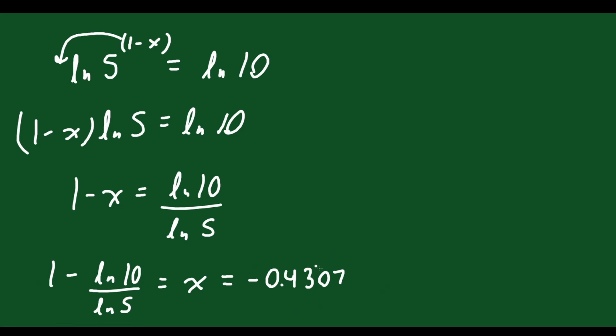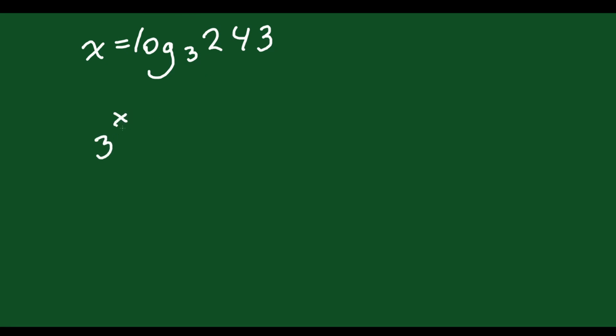Okay, let's do another one. Let's say we have x equals log base 3 of 243. Let's just rewrite this as an exponential, because why not? If they give you a logarithm, just rewrite it as an exponential. That means that 3 to the x equals 243. That's just going around the horn, right? So we're asking ourselves, 3 to what exponent gives us 243?